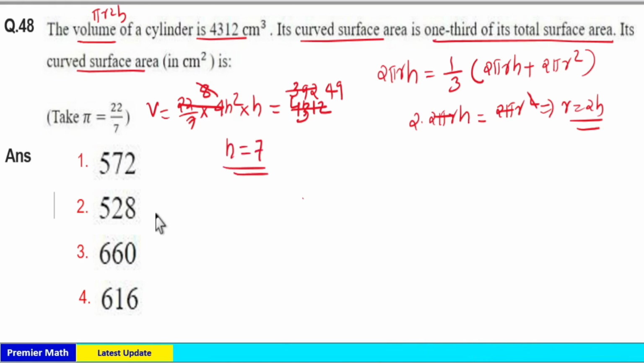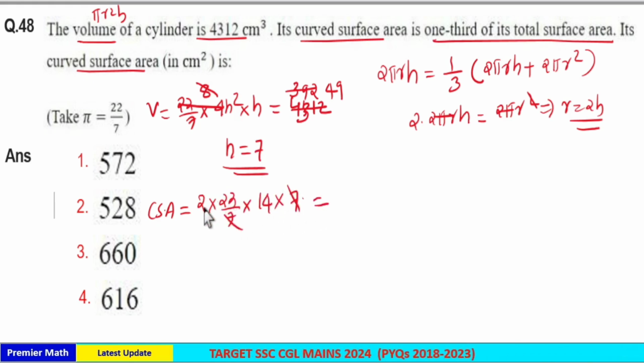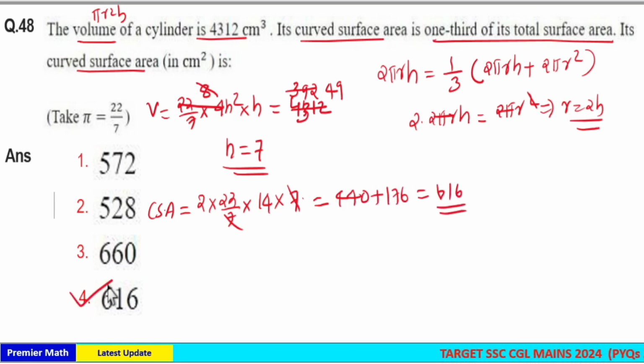And here CSA, curved surface area, is equal to 2 pi RH. That is 2 into 22 by 7 into R is equal to 2H, which is 14. And H is equal to 7. 7 7 cancel. 22 into 2 is 44. 44 into 14 is equal to 440 plus 44 into 4 is 160 plus 16, 176. So this is equal to 616. So option 4 is your answer.